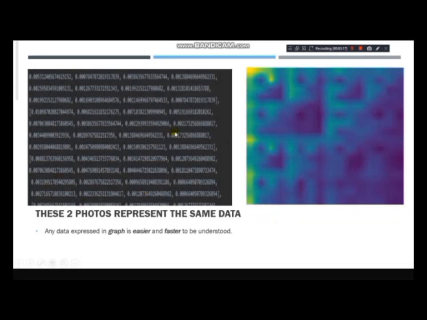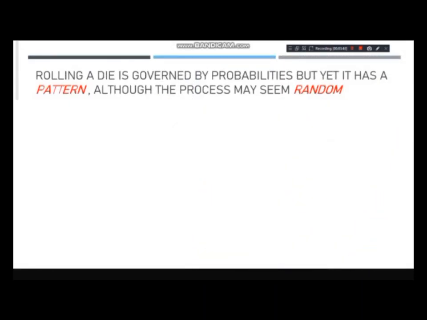These are the two photos for the same data. This is part of the matrix of probabilities, and this is the image after converting it. You're converting this matrix into an image. You can see there is a pattern. Darker regions, lighter ones. Lighter ones have greater values, darker regions have lower values, and so on.